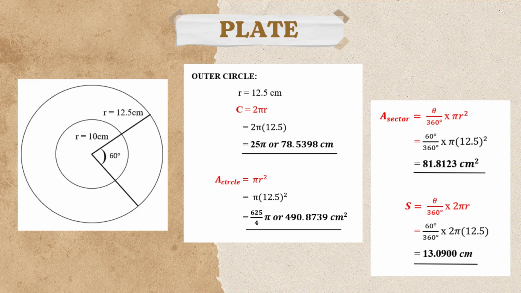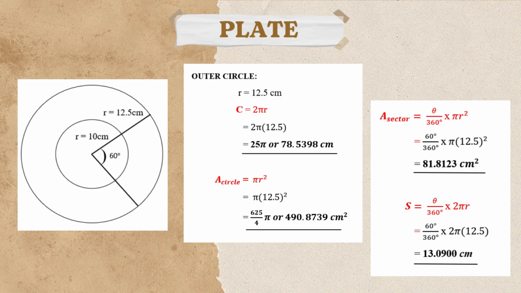78.5398 centimeters. And to find its area, we can use the formula pi r squared. Substituting the radius into said formula, we are able to find its area. Keying it into our calculator will give us 625 over 4 pi or 490.8739 centimeters squared. Now for the inner circle.